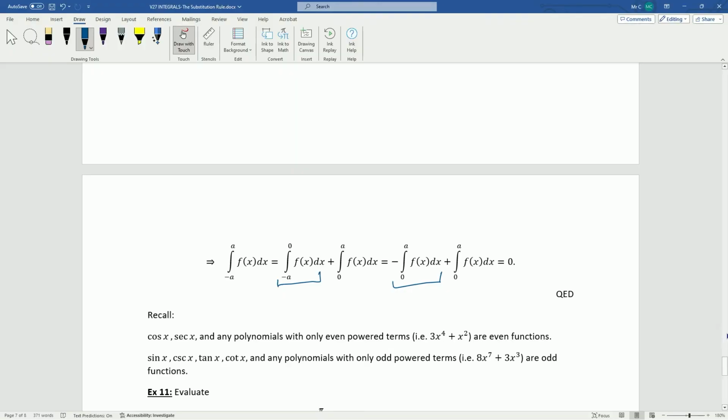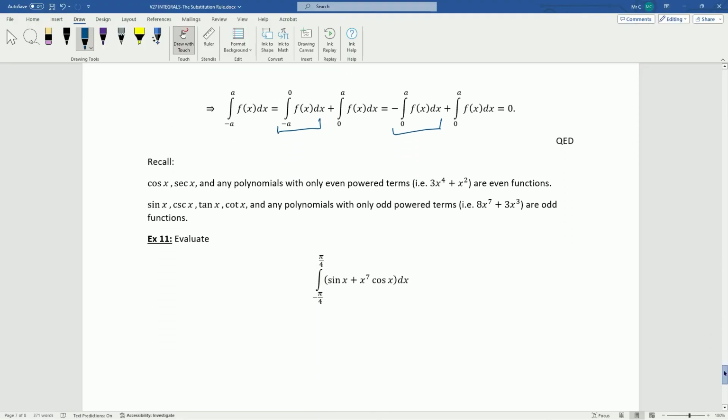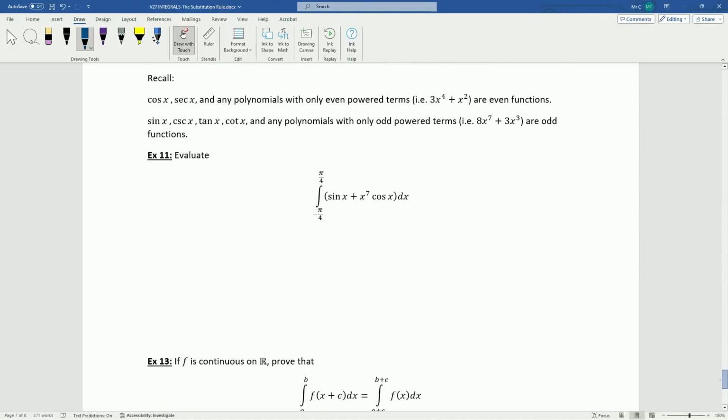Okay, so a little reminder from way back. Cosine of x, secant of x, and all polynomials that only have even-powered terms, like 3x to the 4th, x squared, etc. Those are even functions. Sine of x, cosecant of x, tangent of x, cotangent of x, and any polynomials with only odd-powered terms are odd functions. Now, it becomes a little more complicated when you're dealing with combinations of those functions, and so we'll usually have to actually check.